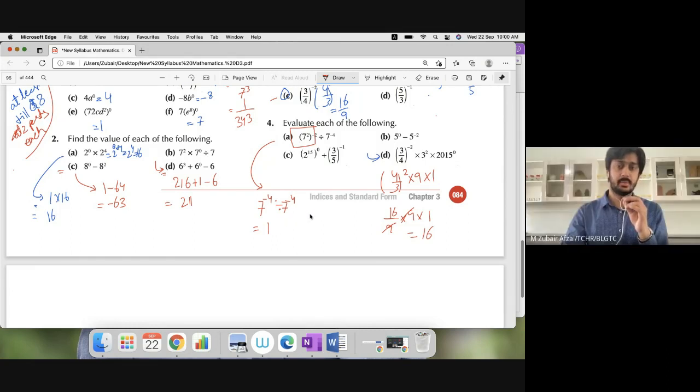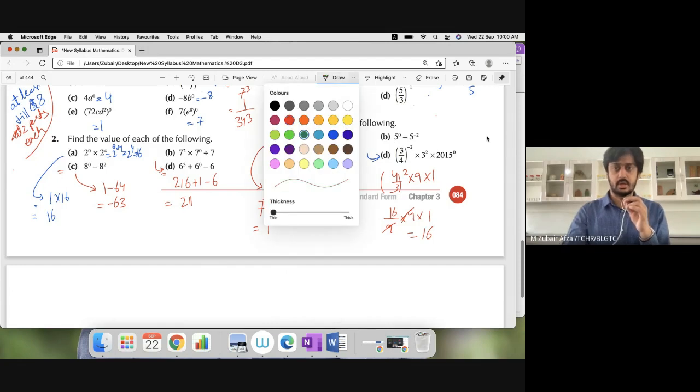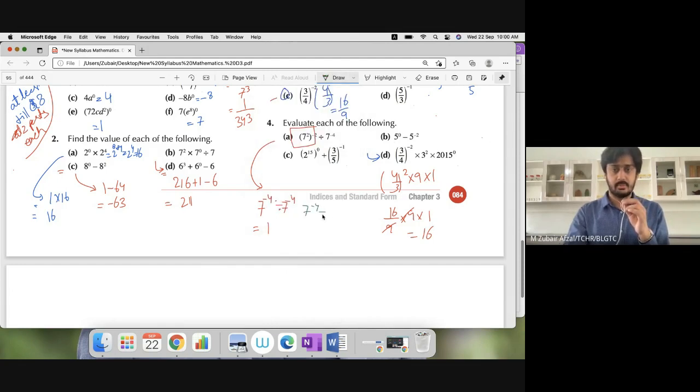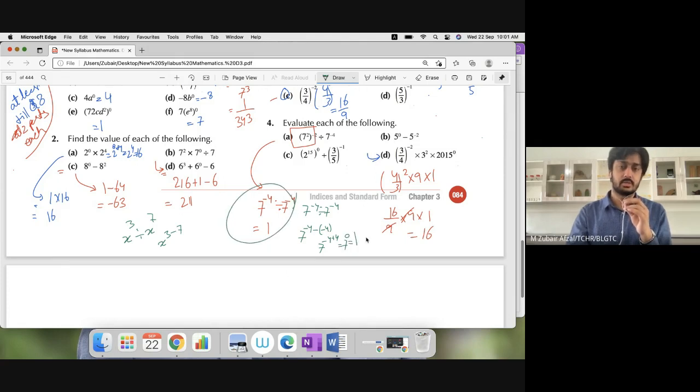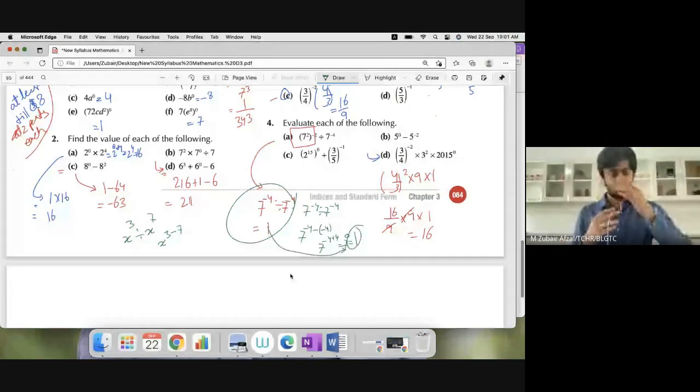There could have been one more method. Let me change this color. If I write 7 raised to power minus 4 divided by 7 raised to power minus 4, we did that rule that whenever the numbers subtract, suppose x raised to power 3 divided by x raised to power 7, we write x raised to power 3 minus 7. So we can also apply this here. 7 raised to power minus 4 minus minus 4. And the answer is ultimately minus 4 plus 4, which results in 7 raised to power 0, and anything raised to power 0 is 1. So no matter how you do it, you get the same answer. Okay, shall we move on?